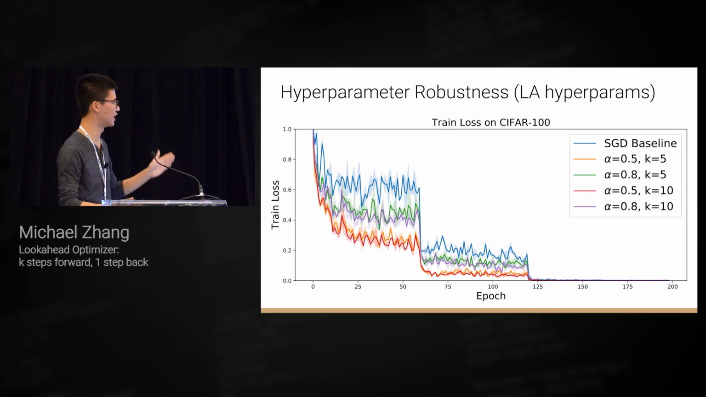And having this better anytime performance is pretty important because you can just stop at any given time, and our training loss might be much better than what the vanilla optimizers have.